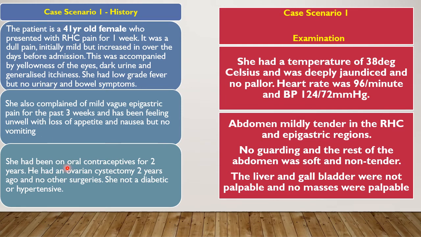She had been on oral contraceptives for 2 years. She had an ovarian cystectomy 2 years ago and no other surgeries before. She is not a diabetic or hypertensive.